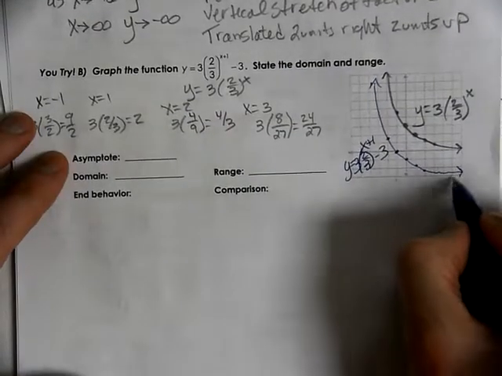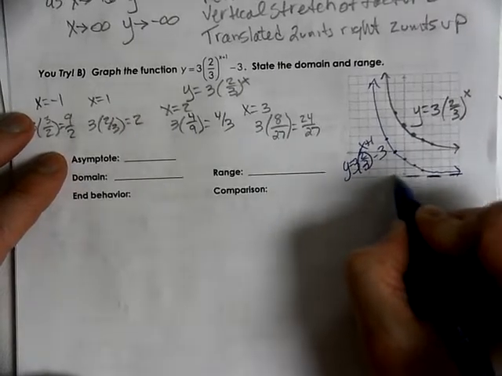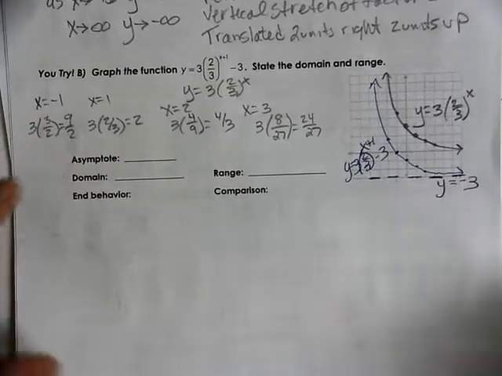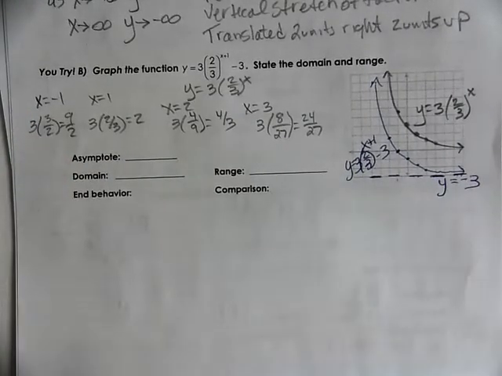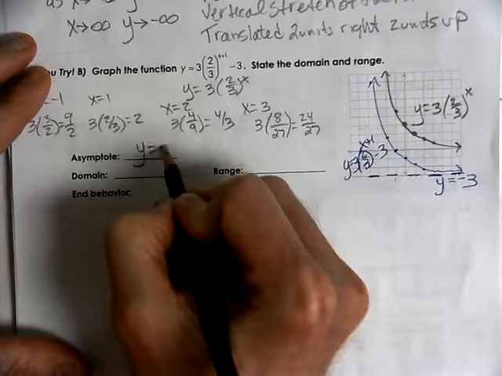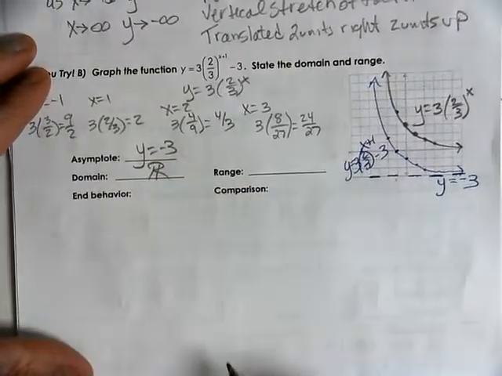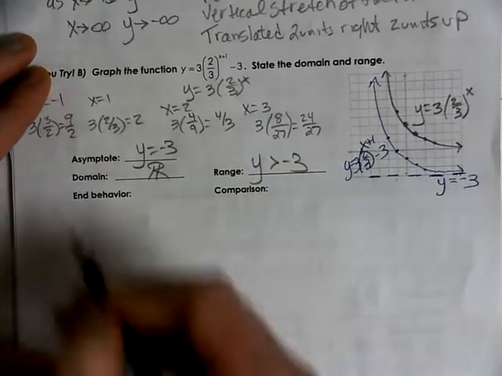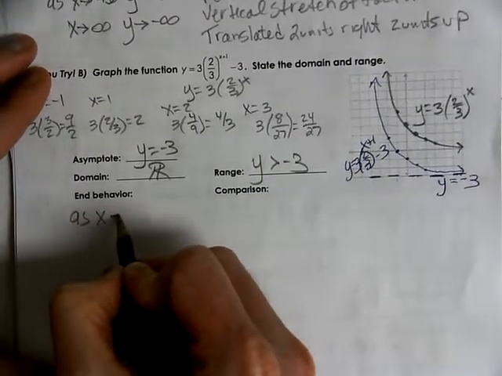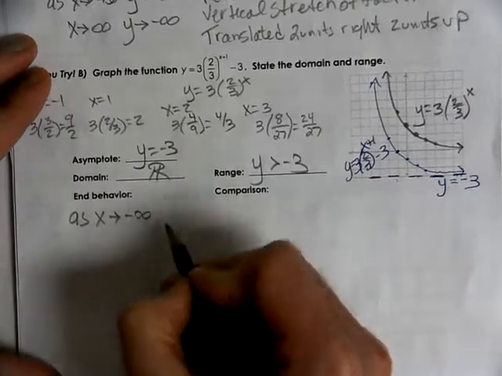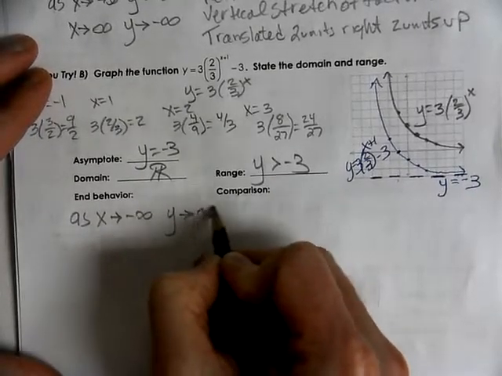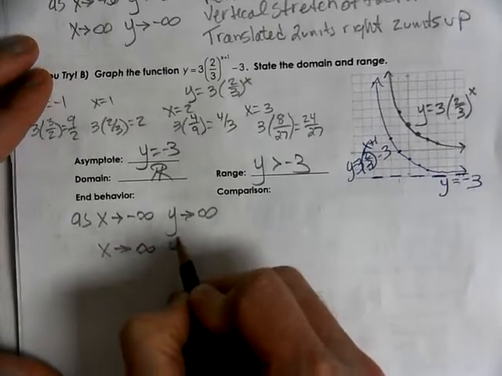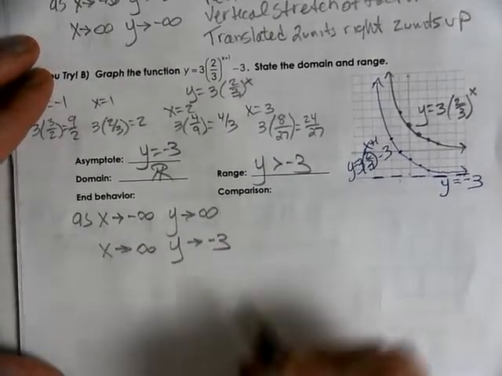We'll have our horizontal asymptote at y equals our k value, which is -3. Y equals -3. Our domain is all real numbers. Our range is greater than our k value. As x moves to the left, the graph is going up. And as x moves to the right, it's getting closer and closer to -3.